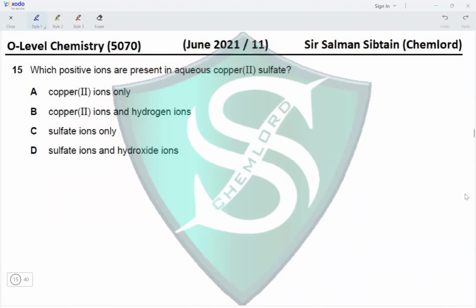Question 15. Which positive ions are present in aqueous copper sulfate? Since it is aqueous copper sulfate and they're talking about positive ions present, we would have Cu2+ ions from copper sulfate and H+ ions from water present. And if they had talked about the anions present, we would have had sulfate ions from copper sulfate and hydroxide ions from water.